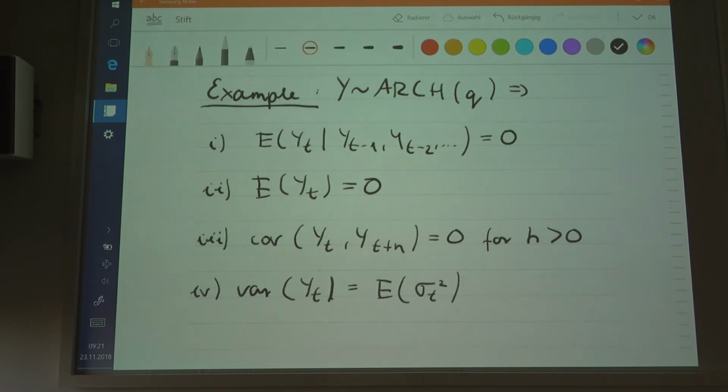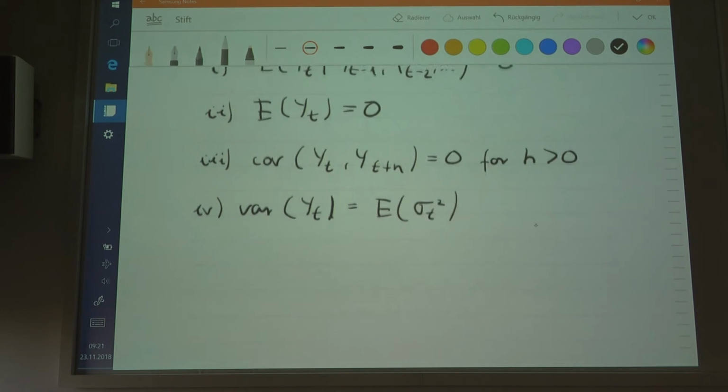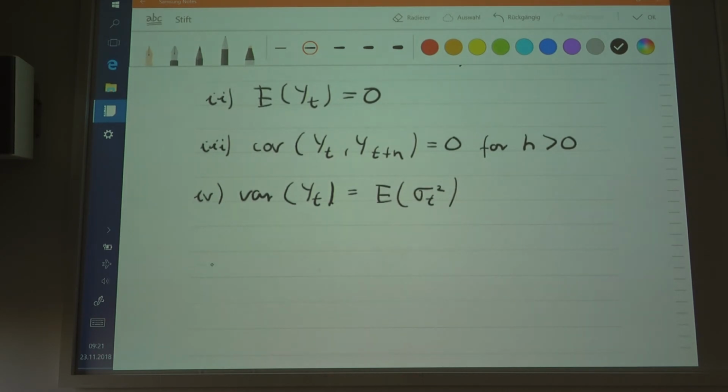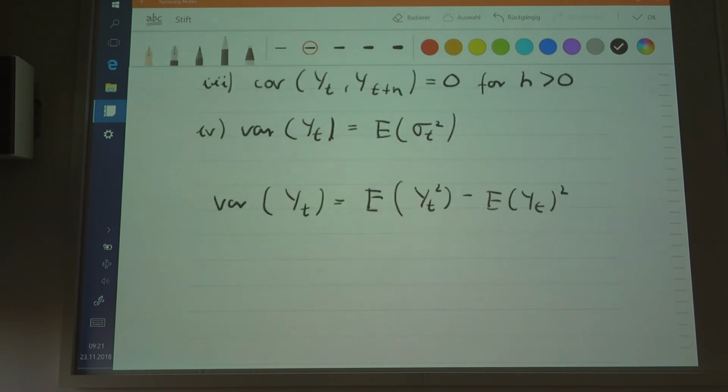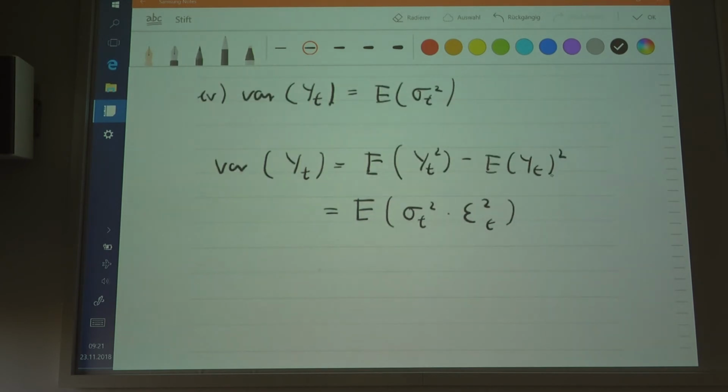Okay, so this expression. Let me just illustrate this. You have the variance of yt, which is the expectation of the square minus the square of the expectation. Now, of course, the expectation is 0. So this is going to be the expectation of the square of this process, which is sigma squared times the square of the white noise.